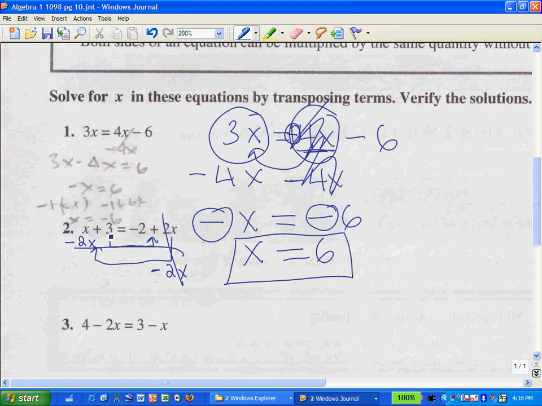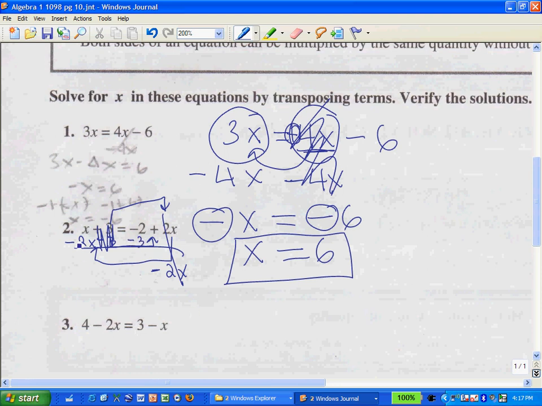Now this 3 here, I want to get it over to this side. And the way I'm going to do that is by using the opposite operation of the positive. I'm going to use a negative 3. Another way of saying that is an inverse operation. That's going to cancel out here, the 3's. But I'm going to do the same thing to this side. I'm going to subtract 3.